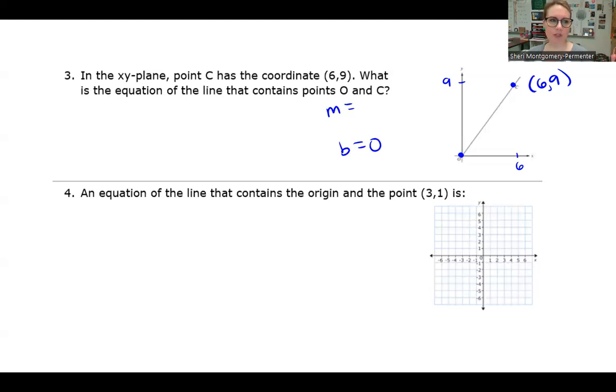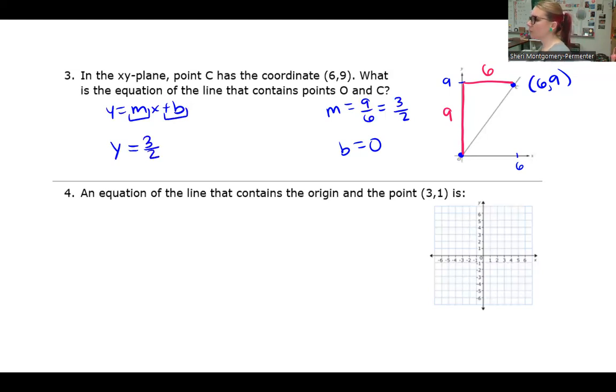To find the slope, it's just how far up and how far over do you go. So for this one, I go up 9 and then I go over 6. And since it's going up, it's positive. So 9 over 6. Does that reduce? Yeah. How can we reduce that? 3 over 2. So to write my equation, y equals mx plus b, I just need to know m and I need to know b. I know those. So it's 3 over 2.